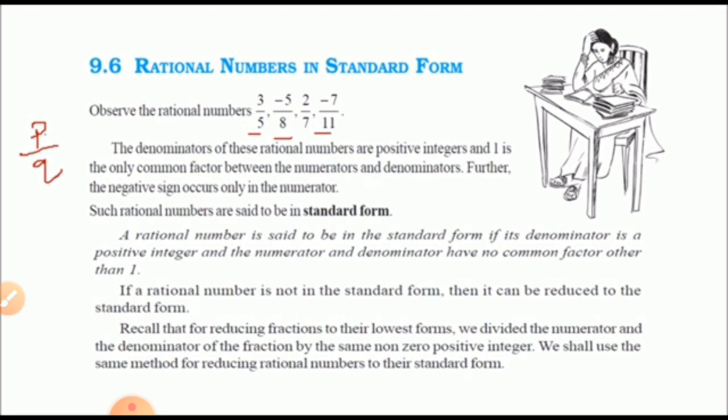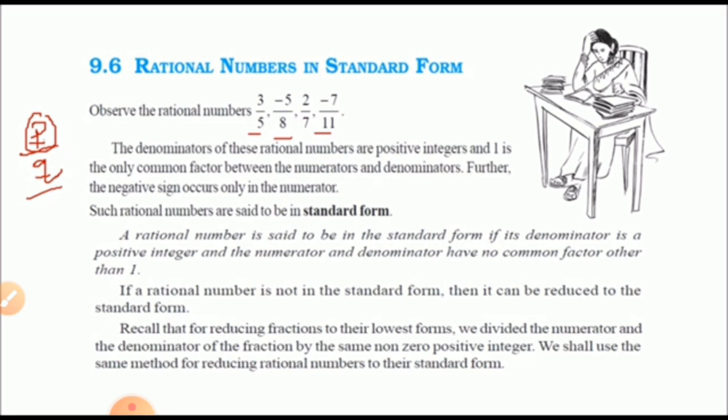Try to simplify it. You can check the relation between the numerator and denominator until the only common factor remains 1. No other factors can be common to the numerator and denominator. Clear? Very good. Good student.